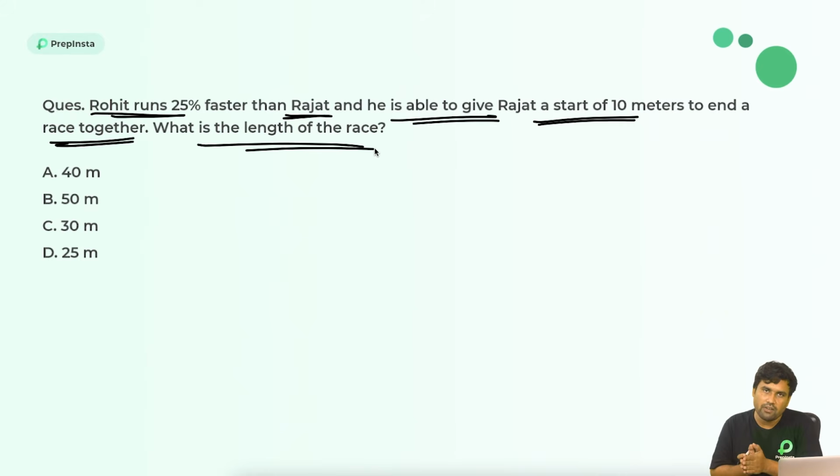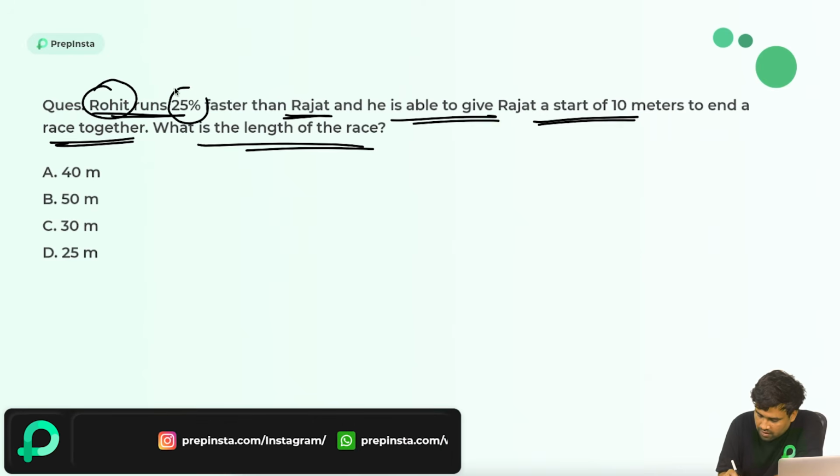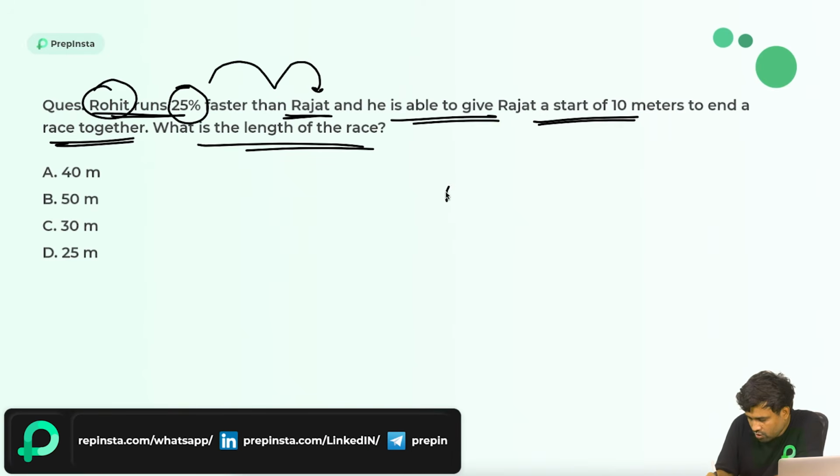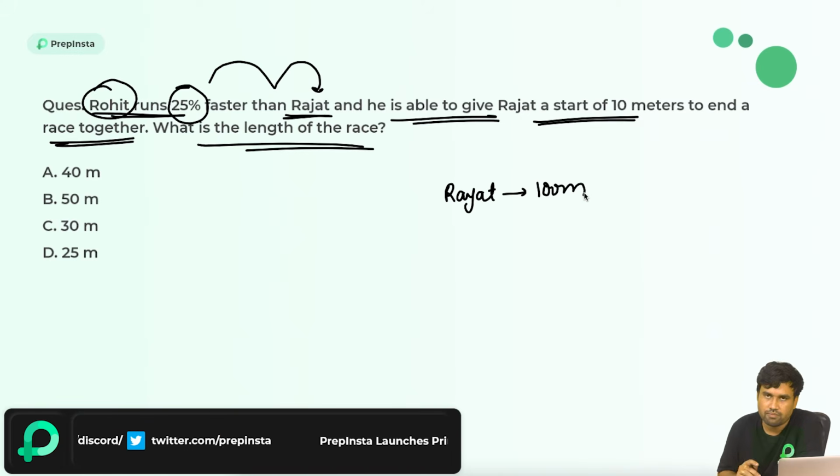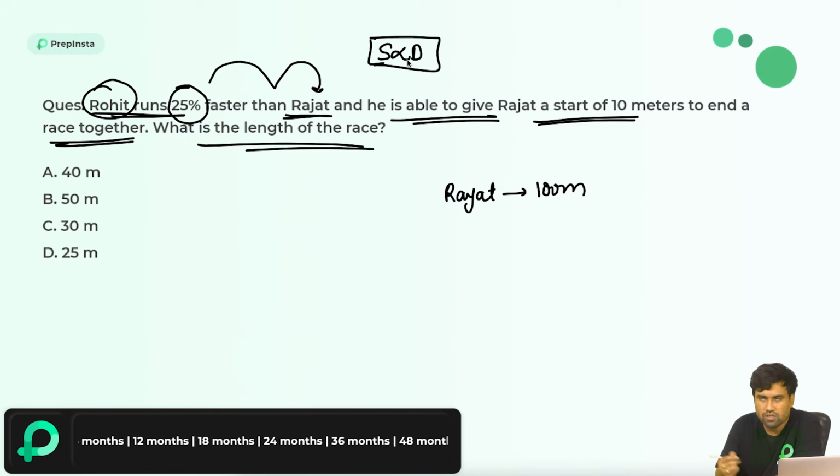Let's do it a little smart way so that we can conclude the answer. Just look here. Rohit is 25% faster than Rajat, right? So I am assuming that Rajat can complete 100 meters in the given time. Here I am making time constant so that we can directly compare speed and distance. We all know speed is directly proportional to distance if the time is constant. If speed is 25% more, the distance is also 25% more. So if Rajat completes 100 meters, Rohit will complete 125 meters.